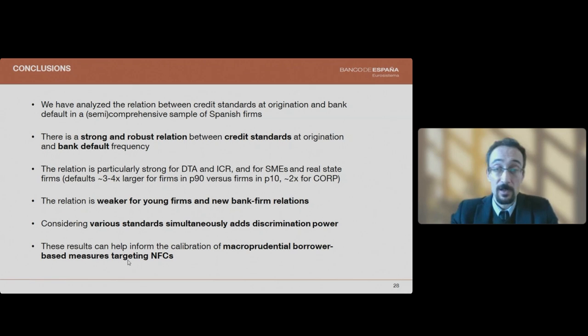This is promising, showing that there is an important association, but of course, care must be taken, and we need to be mindful of the possible negative effects. And with this, I welcome your comments and questions.